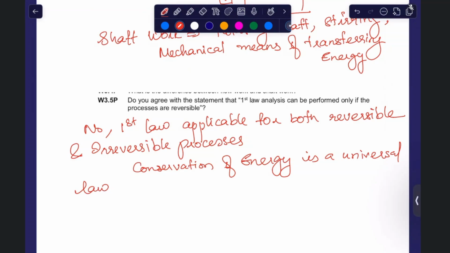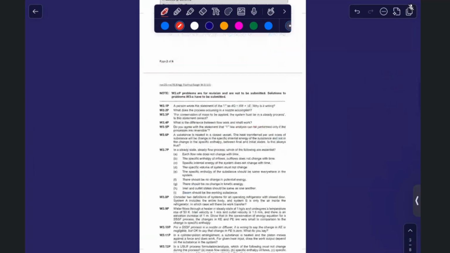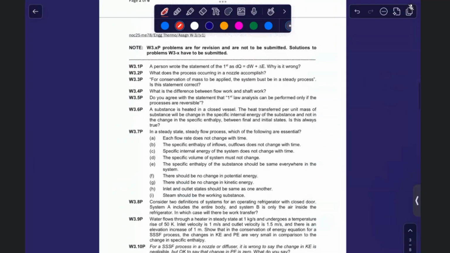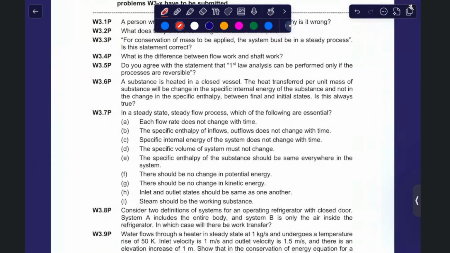Okay. Now next question. A substance is heated in a closed vessel. The heat transferred per unit mass of substance will be the change in the specific internal energy of the substance and not the change in the specific enthalpy between final and initial states. Is this always true?